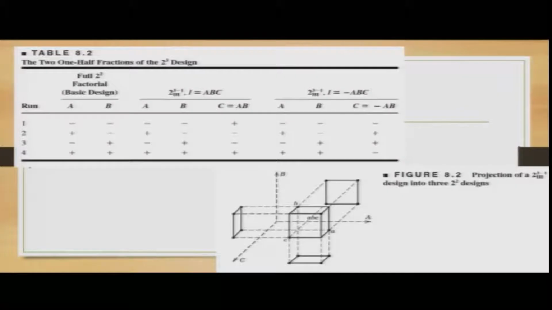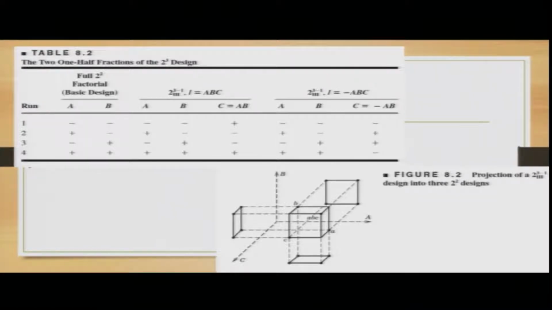The 1/2 fraction of the 2 to the power 3 design problem is given like this. For runs, which are given on the leftmost column as 1, 2, 3, 4, the full 2 to the power 2 factorial basic designs are given, which have A, B combined together. We have 2 to the power 3 minus 1 with suffix 3, which is given in the second block, and 2 to the power 3 minus 1 which is given in the third block, which basically signifies the levels accordingly.